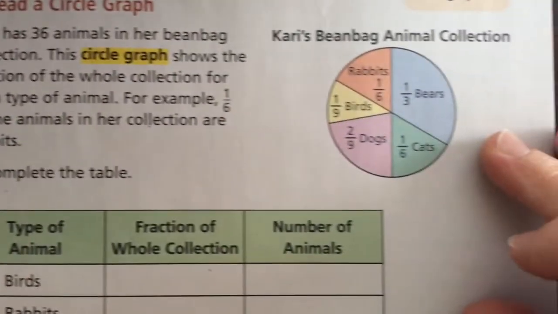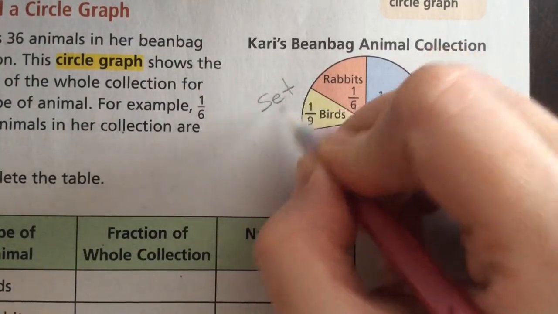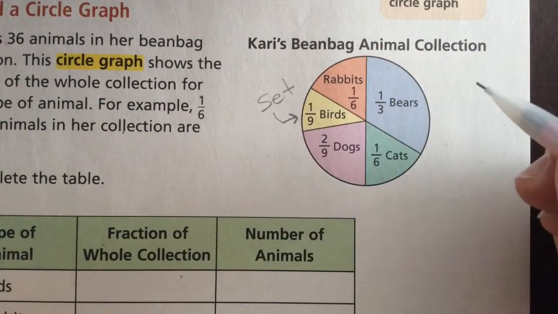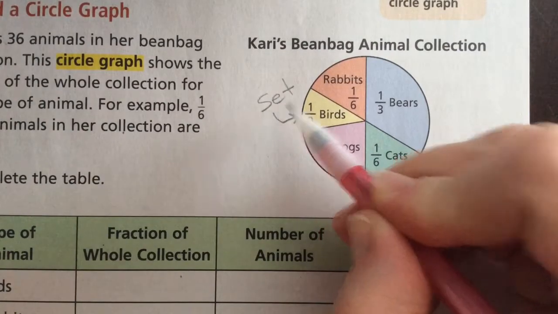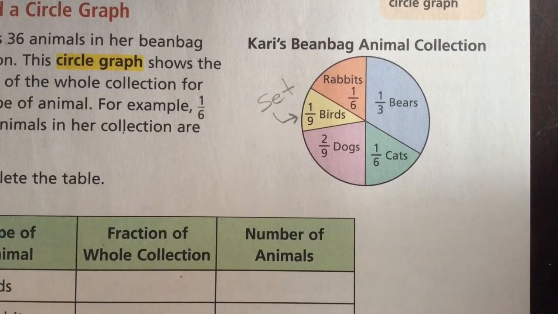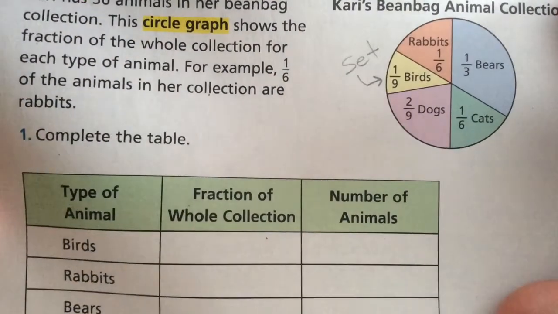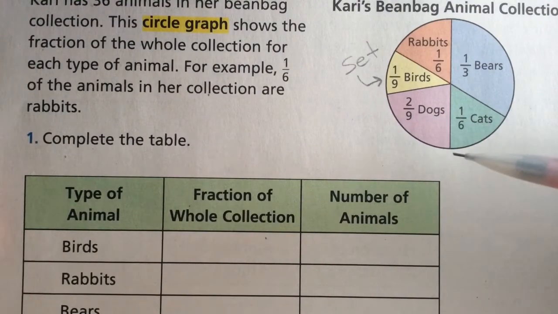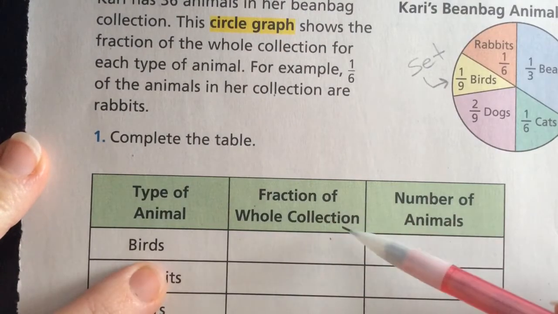So here's what it's saying: this is still looking at a fraction with the set. The set is your beanbag animals. Remember the word set. My whole is all my animals, but it consists of multiple different pieces. So taking a look at the type of animals down here on my table, the type of animal, birds, I want to know the fraction of the whole collection.